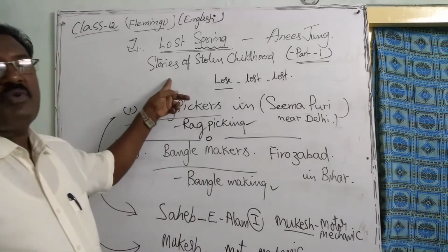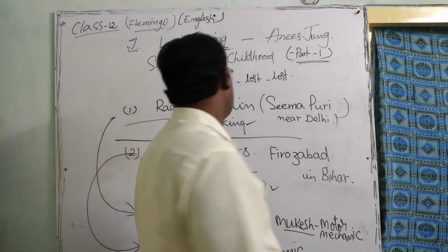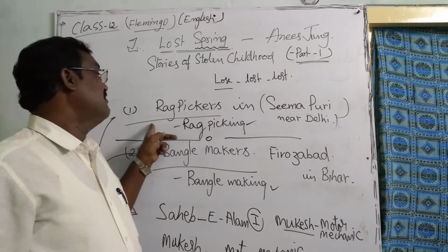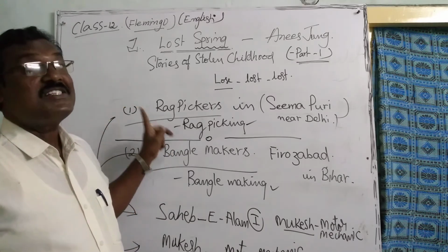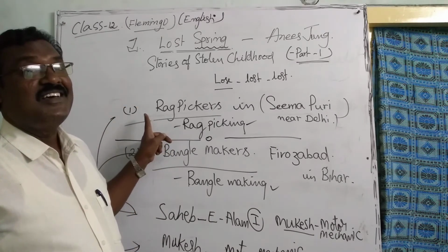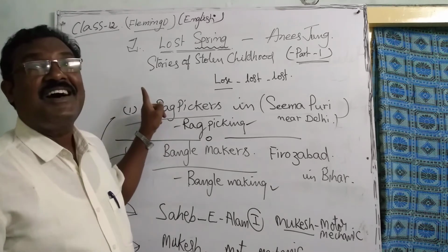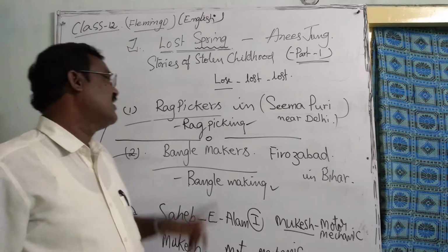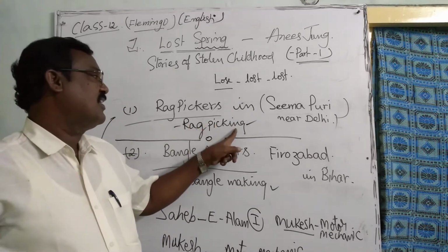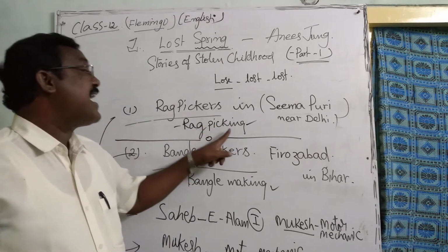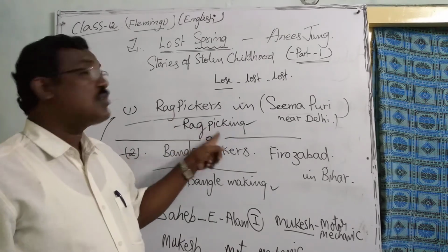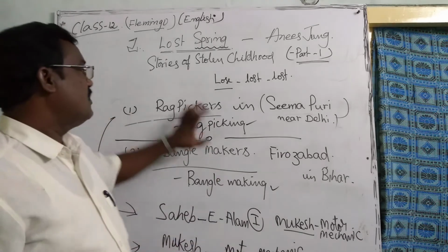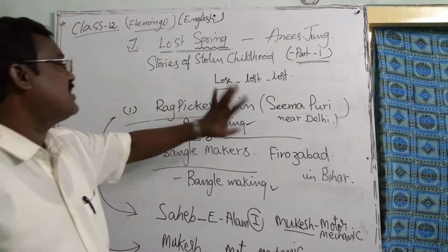Understood? So now I am going to question you. What is the topic which is dealt with in the first part of the lesson, my dear students? Can you say? Right, rag picking. So the people who are involved in the process of rag picking are called rag pickers. So the first part of the lesson deals with rag picking.